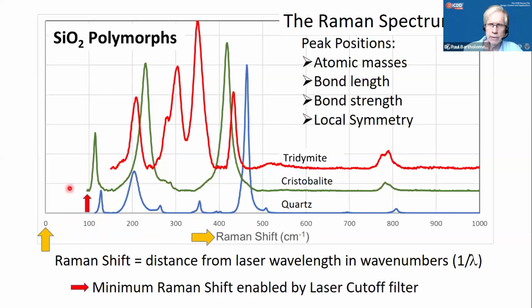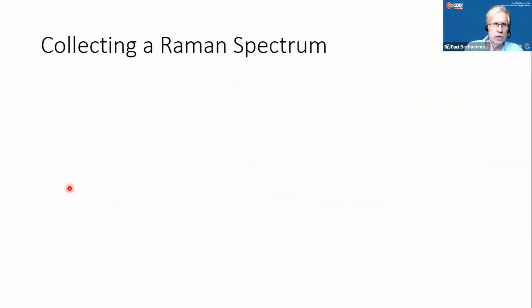Where the peaks are is a function of atomic masses, bond lengths, bond strength, and local symmetry. And so it reflects the structure. It can't be used to determine all the d-spacings and the actual placement of atoms like XRD, but it is a reflection of the structure.